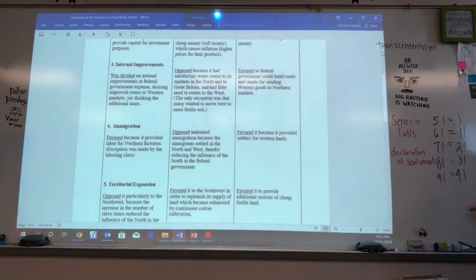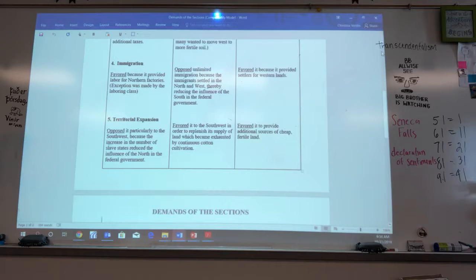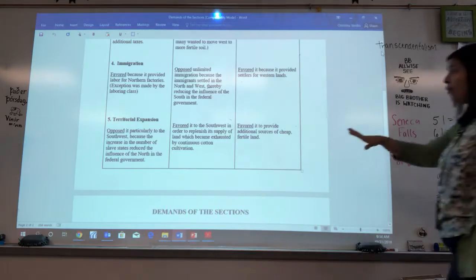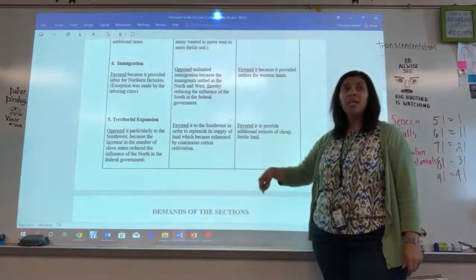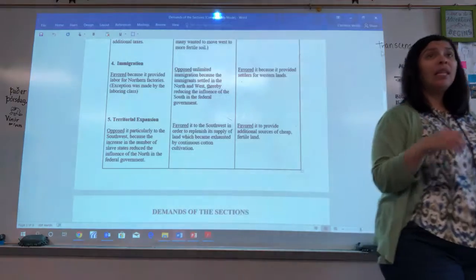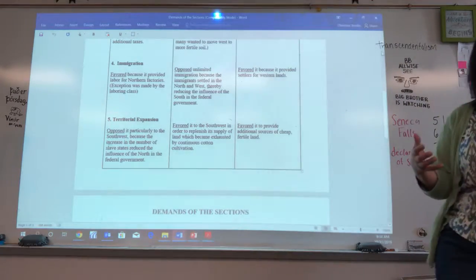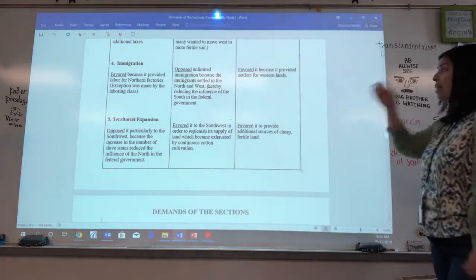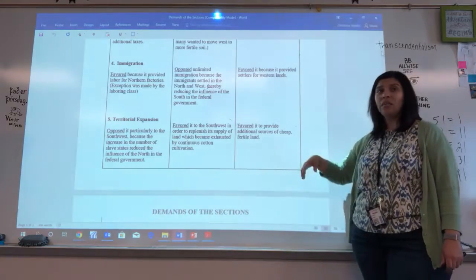Now I'm on this last issue. Those are all issues we've been discussing. But territorial expansion, the North is going to oppose it because what type of states would it bring in? Would it bring Whig states in or Democratic states? Democratic states who possibly would give the advantage to who? The North or the South? The South. The South favored it because it would give new land, because what has happened to their land? It has lost what? Fertility, because of soil butchery. And the West favored it because it brought in additional land.